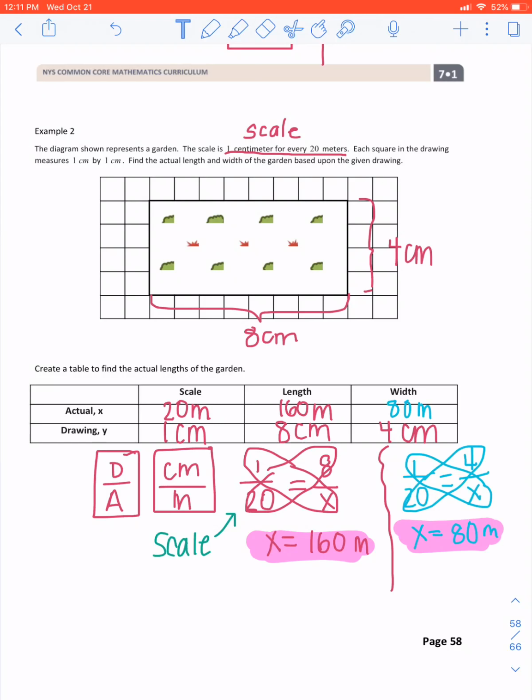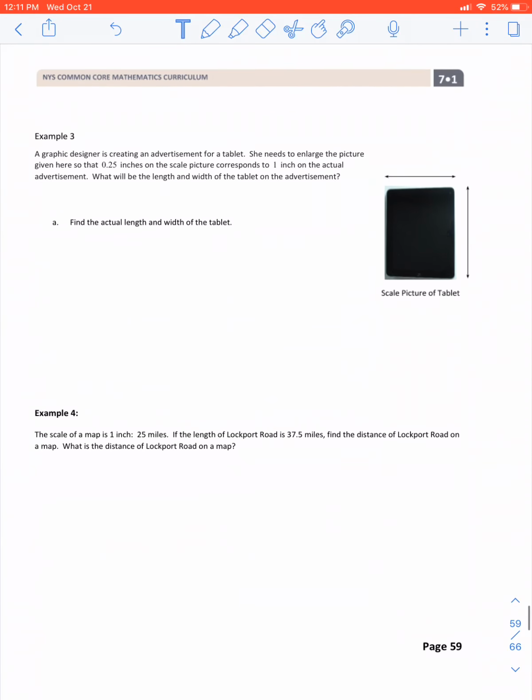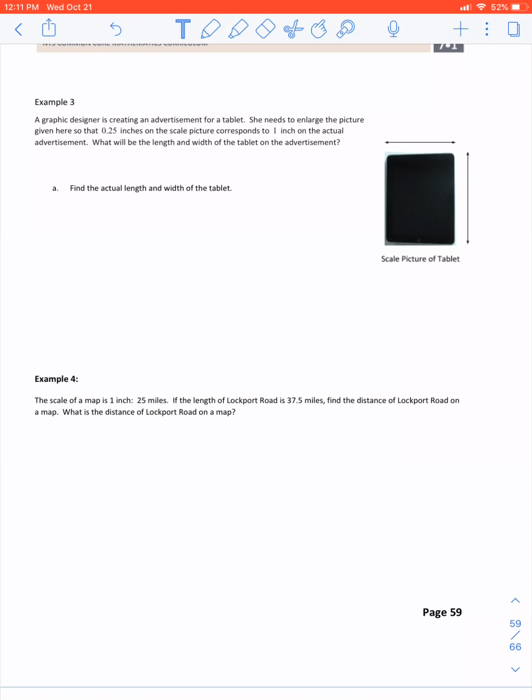All right, let's move on to the next one. Example 3 says a graphic designer is creating an advertisement for a tablet. She needs to enlarge the picture given here so that 0.25 inches on the scale picture represents 1 inch on the actual advertisement. What will the length and width be on the advertisement?